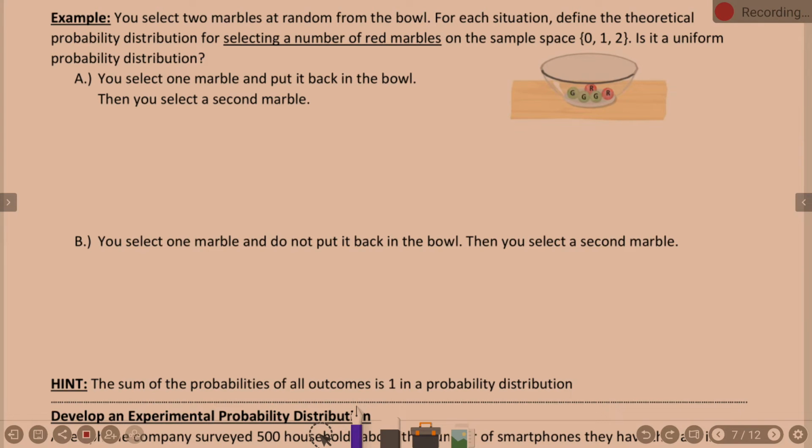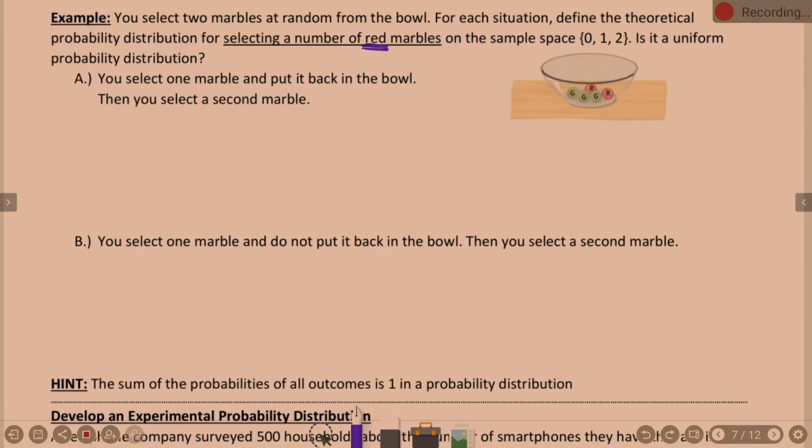But, okay, you select 2 marbles at random from the bowl. For each situation, define the theoretical probability distribution for selecting a number of red marbles. So in other words, our success is a red marble. On the sample space 0, 1, 2, and then we'll answer, is it a uniform probability distribution? So 0, 1, 2 is going to mean 0 red marbles, 1 red marble, and 2 red marbles, yes?